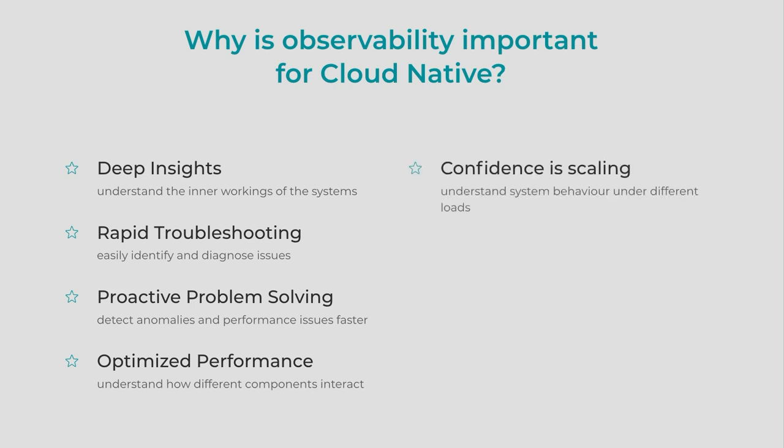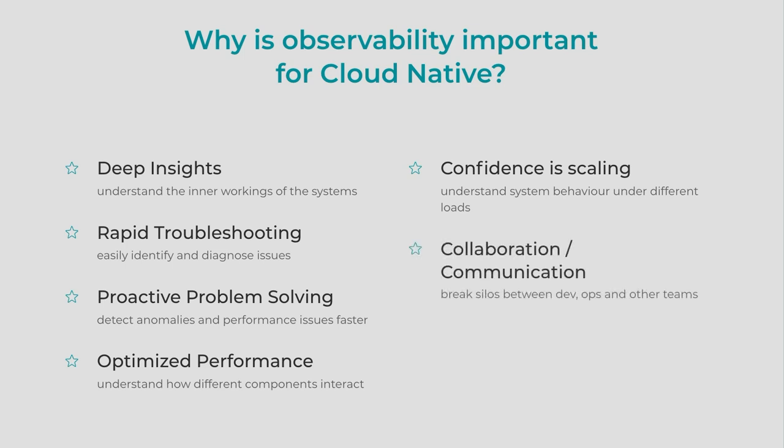And then confidence in scaling. As cloud-native applications scale, observability ensures your team can have full visibility into the system's behavior under different workloads. This way you can ensure that scaling decisions are very informed and effective, because you have insights into how the system performs based on specific workloads. That way you can better make decisions regarding scaling, whether to scale up or scale down as needed.